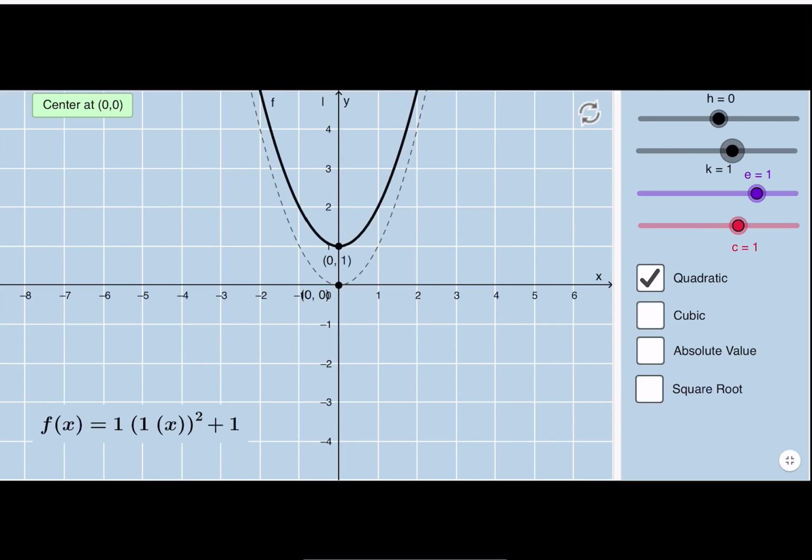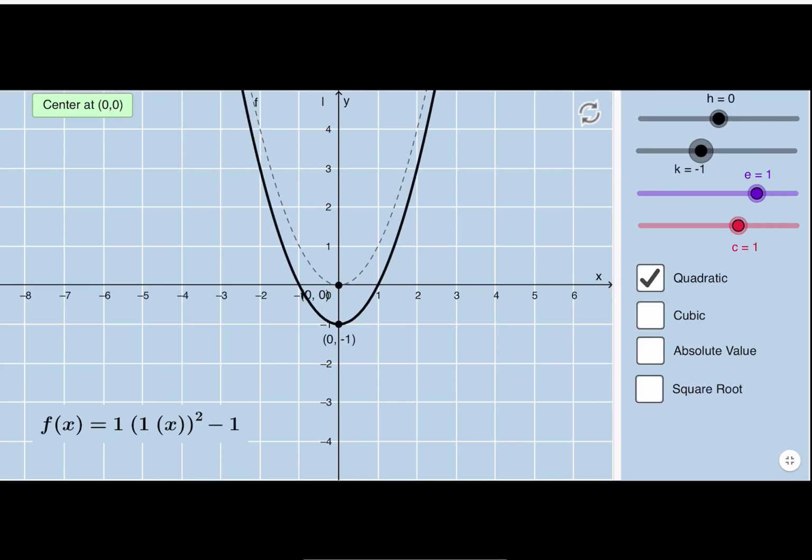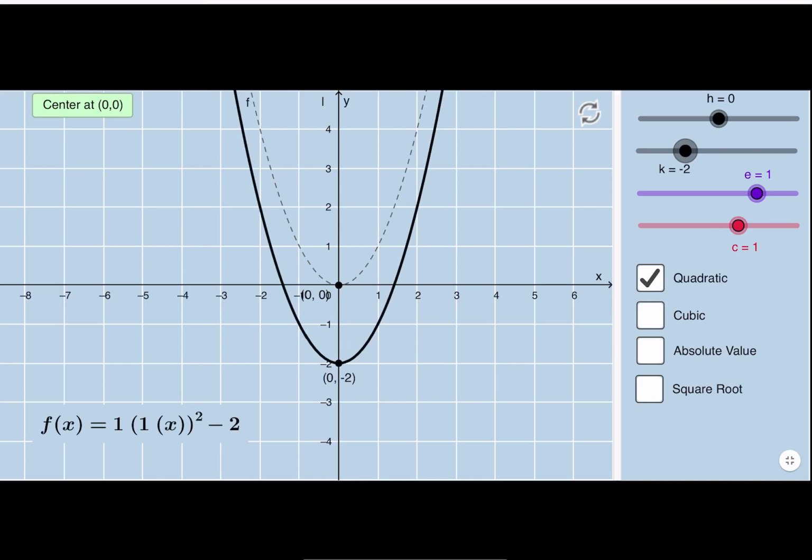You can see that the graph of f of x equals x squared is now shifted up 1 unit. f of x equals x squared plus 2, shifted up 2 units. f of x equals x squared minus 1, shifted down 1 unit. f of x equals x squared minus 2, shifted down 2 units.